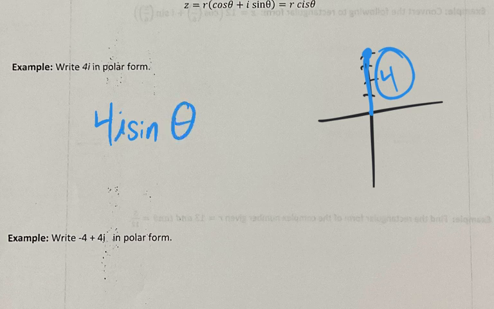Where do we get sine from? Because it's on Y.